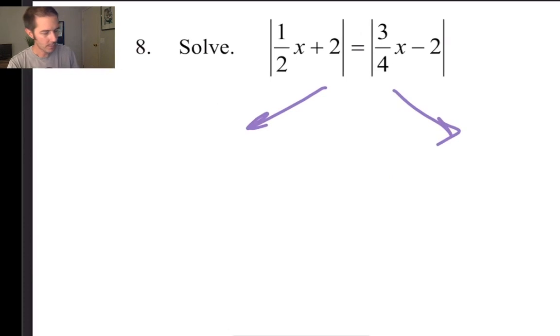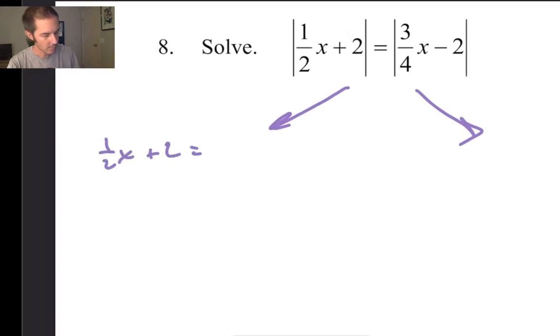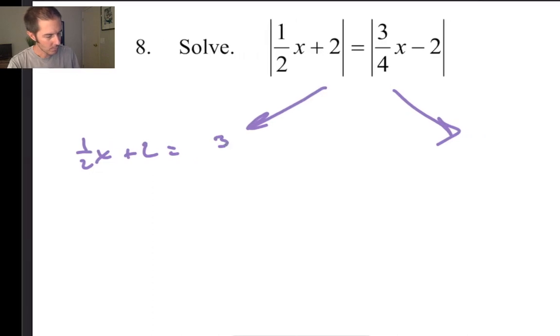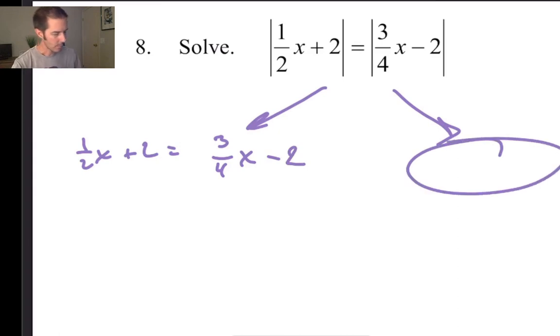So the first one says 1/2 x plus 2 equals 3/4 x minus 2. And then you're going to write down the other one over here where you got a negative in the parentheses and equals, and the other left-hand side is the same.